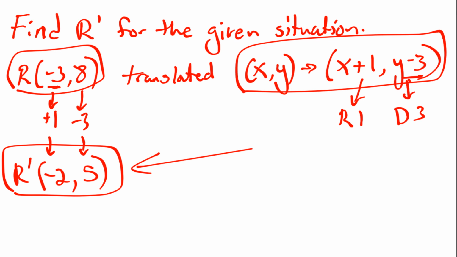So keep that in mind as we're going through these types of problems, that if they don't give you a graph, it's really no big deal. Add 1 to the x, minus 3 from the y. Just follow the rule going from your pre-image to your image.